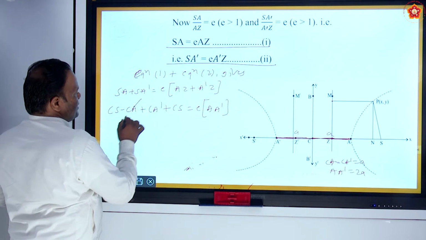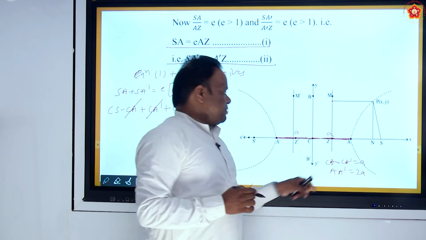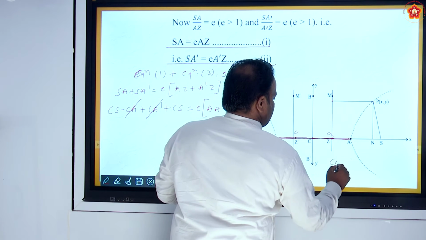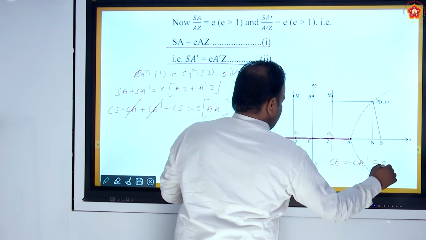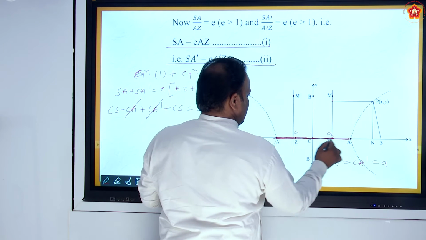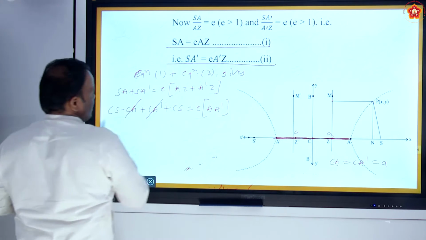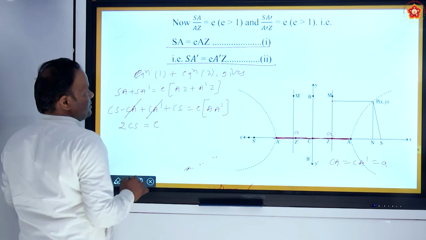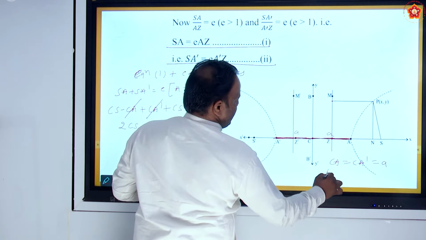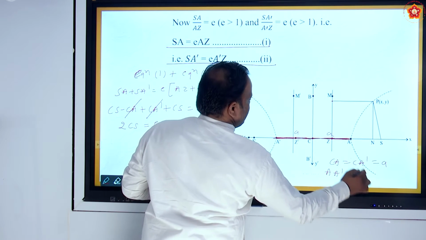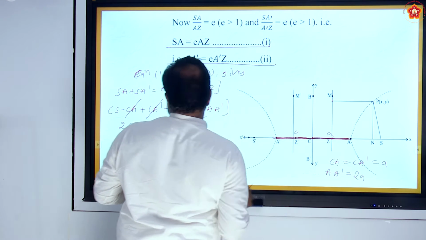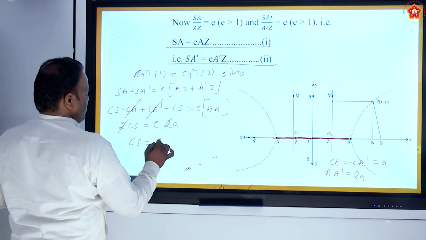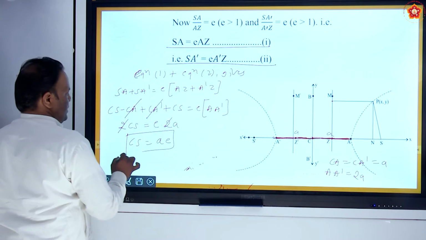Simplification. Observe here, CA and CA dash get cancelled because both are the same, that is A. CA is equal to CA dash equal to A. So you substitute here, minus A plus A get cancelled. CS plus CS is 2CS, equal to E as it is. A dash is nothing but A plus A, 2A. This is 2A, the 2 gets cancelled. What is CS equal to? CS equal to AE.